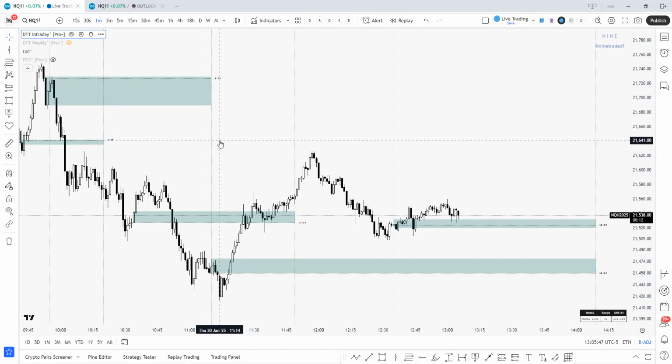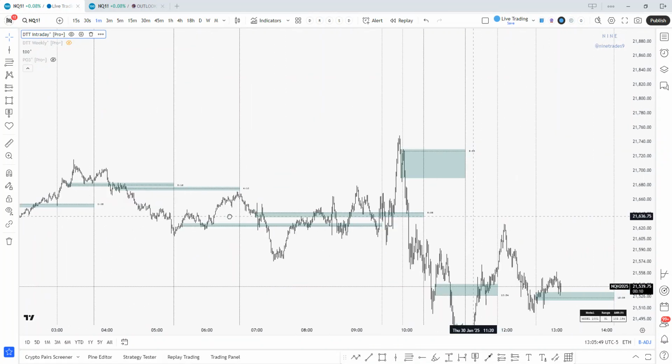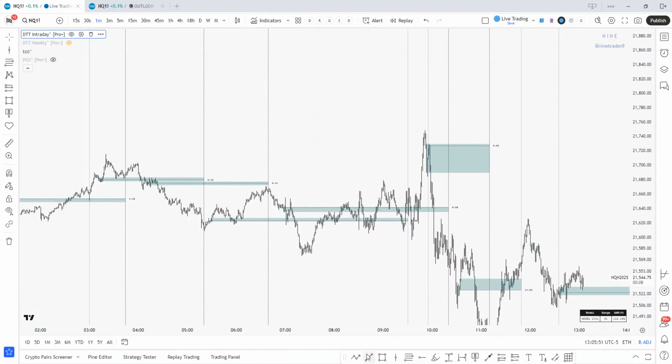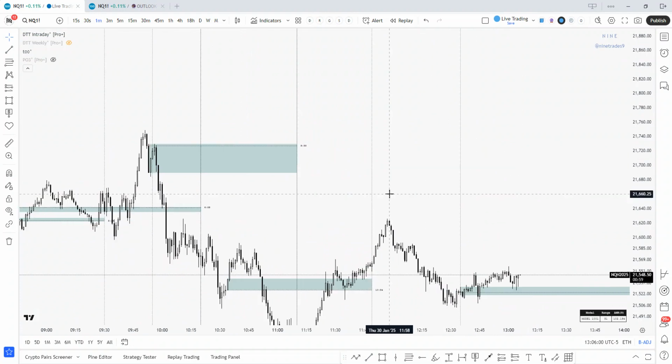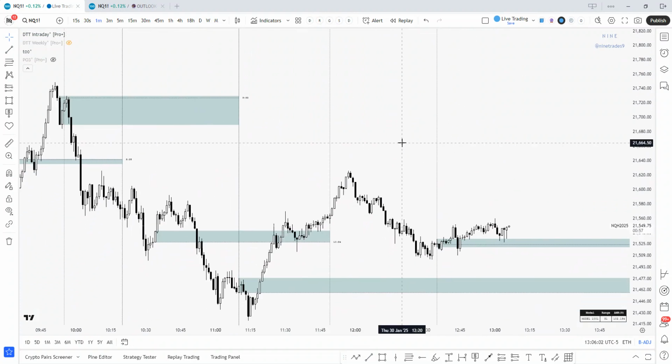So that's why when you see, for example, this manipulation that took place today, they're just driving orders to the buy side before taking it back down and repricing it. So this is what we consider manipulation, but that's what I'm trying to get at. They're just maximizing the liquidity before the major price shift occurs, which is here.